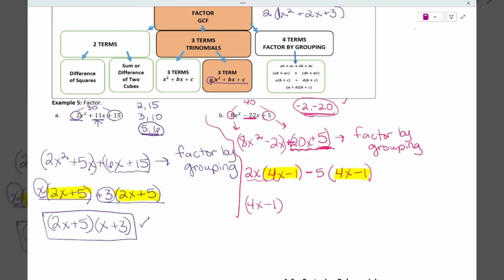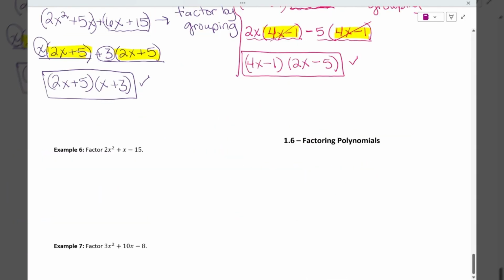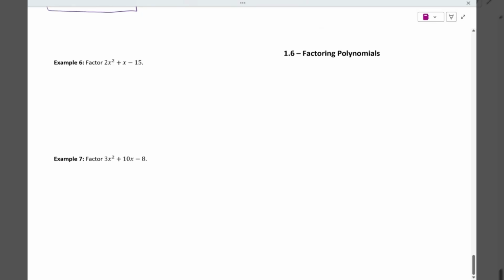When I divide this first set by that 4x minus 1, it's going to leave me the 2x. And when I divide this next set by the 4x minus 1, it's going to leave me the minus 5. So that is the factored form for this one. Okay, we have a few more examples. Moving on to example 6.